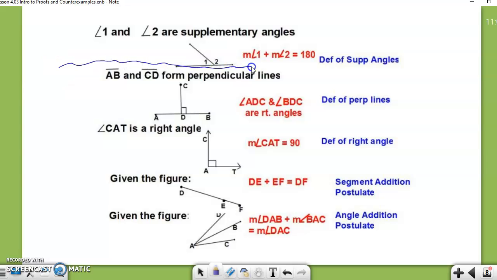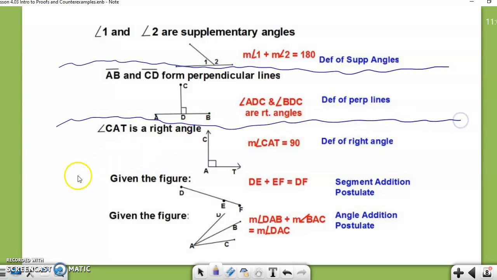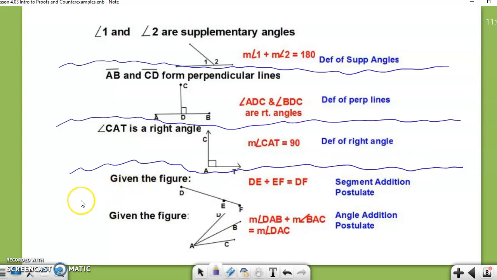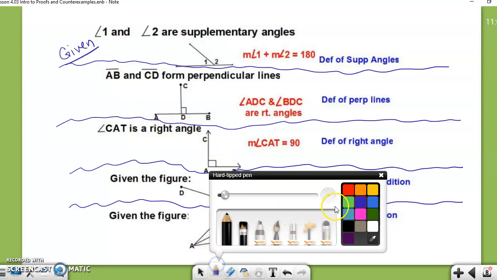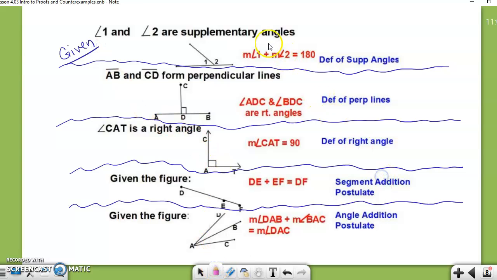Kind of separate them out for you. You want to keep referring back to these. These are kind of a little cheat sheet for when you're doing proofs. And if you are given information like those things, then that's kind of like a clue that I'm going to make those statements and give those reasons. So this would be your given stuff. Again, these would be your statements.